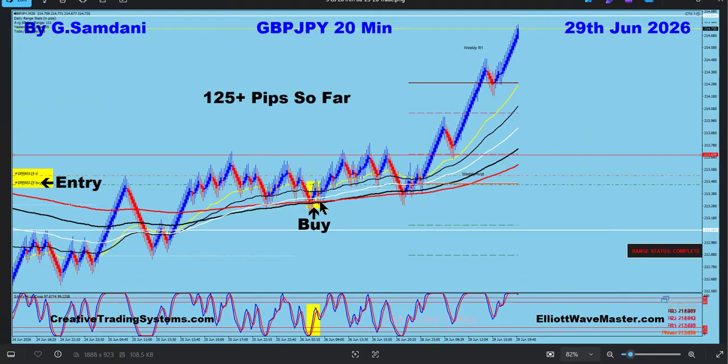So rest assured that my SL is always 25 pip, and as soon as it goes a little bit higher, like into this area, taking out this high, that's it. I move to break even plus, and it's a free trade from there on. That's how it is, right? So the max I lose, if I lose, is 25 pips.